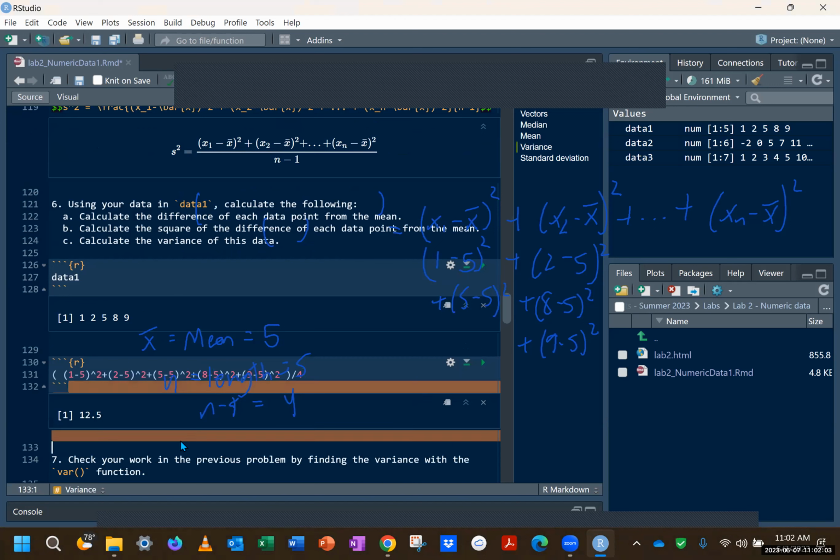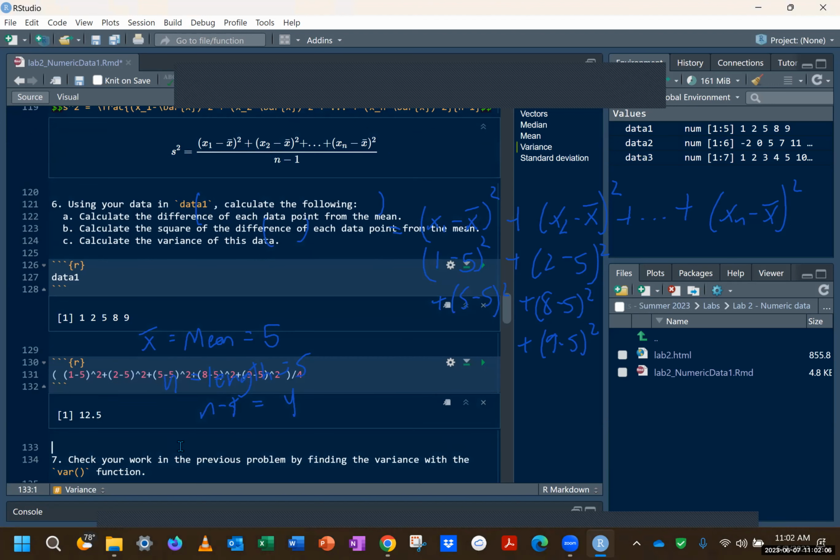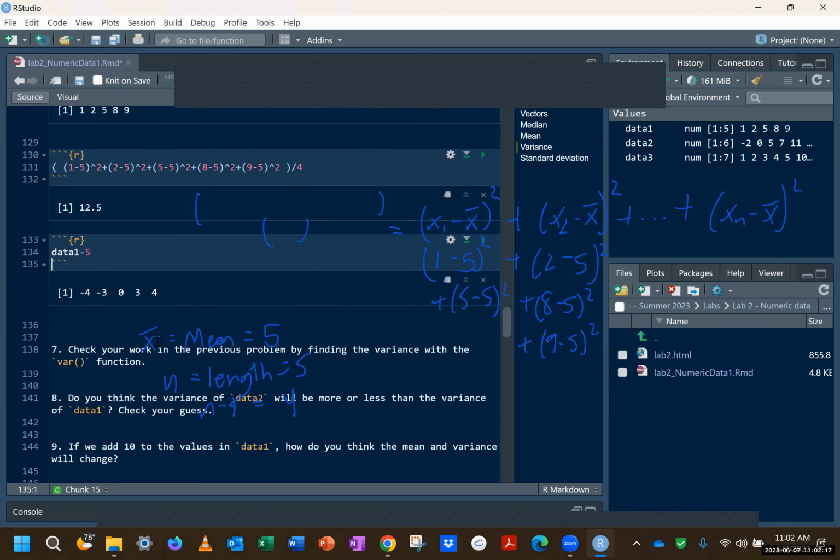Now, we could be clever. If we wanted to do this in a faster way, we could say, what if I just take data 1 minus 5? What do you think that'll do? It takes all my data points minus 5. So this is 4 from the mean. That's 1 minus 5. 3 from the mean. That's 2 minus 5. 0, 5 minus 5, and so on.